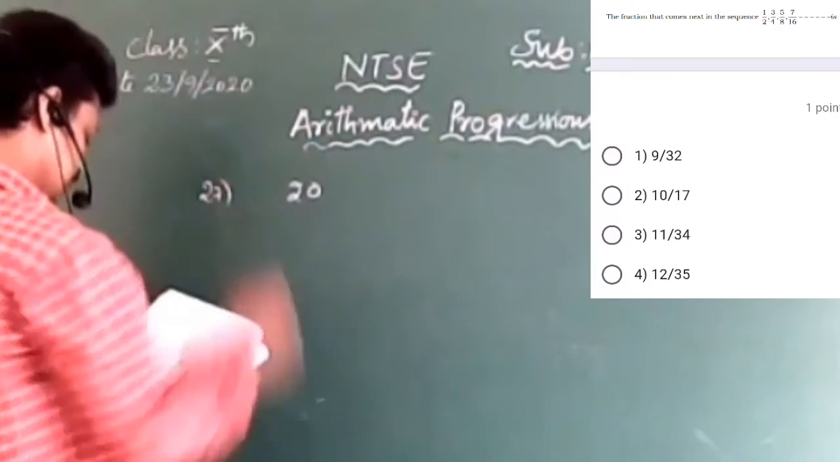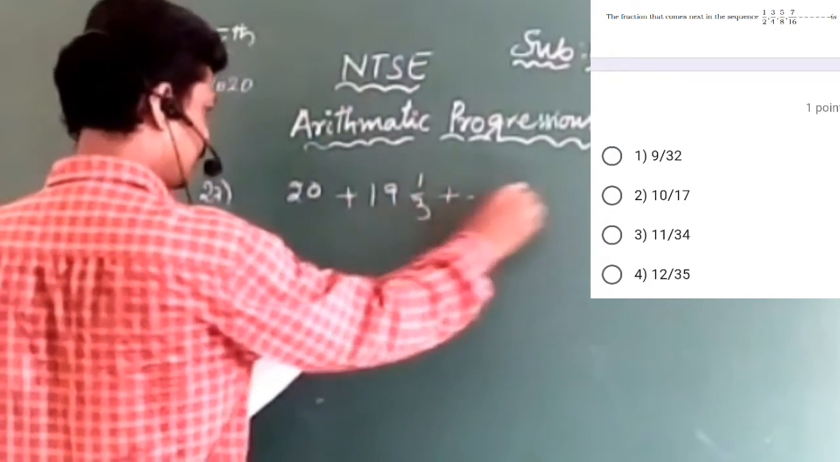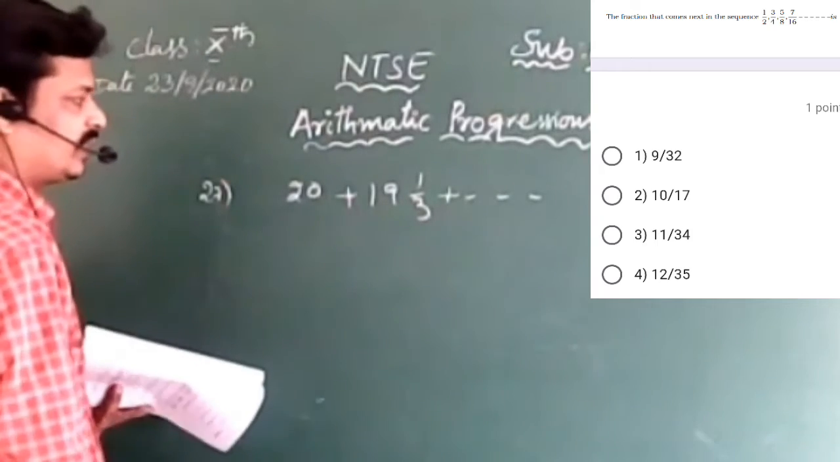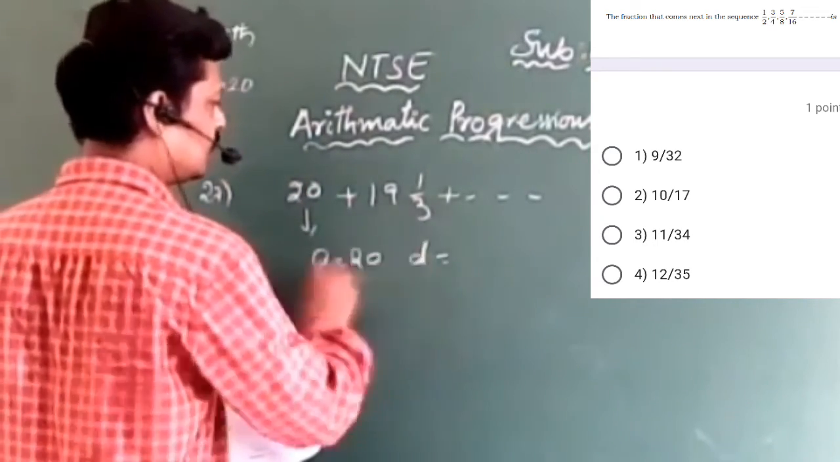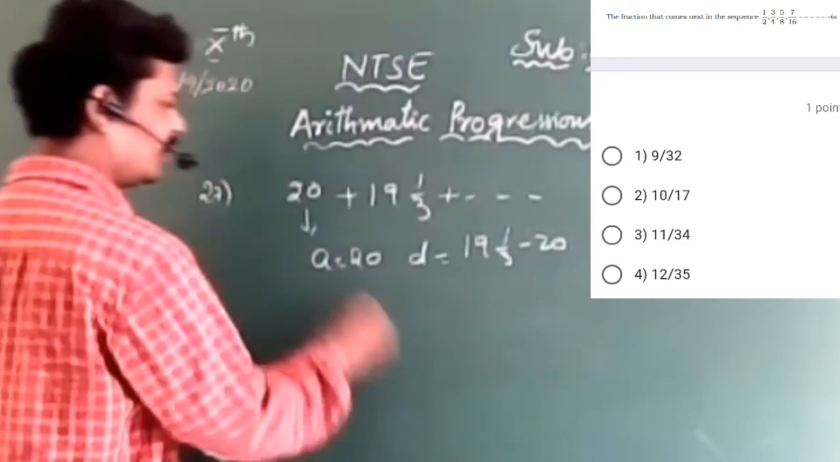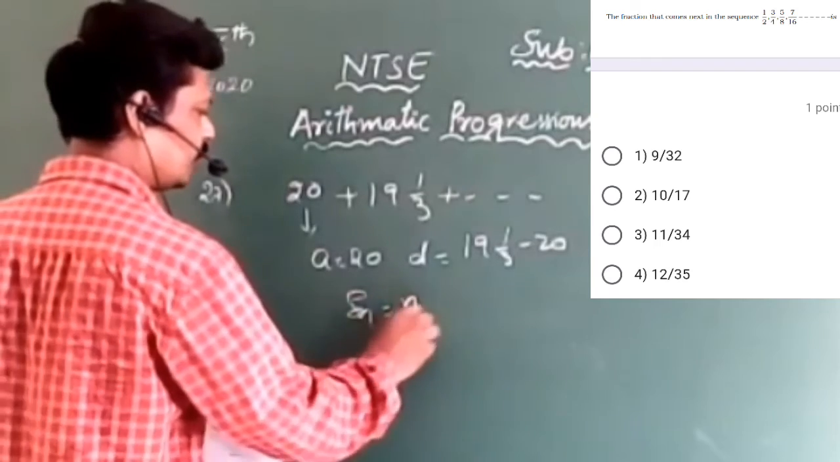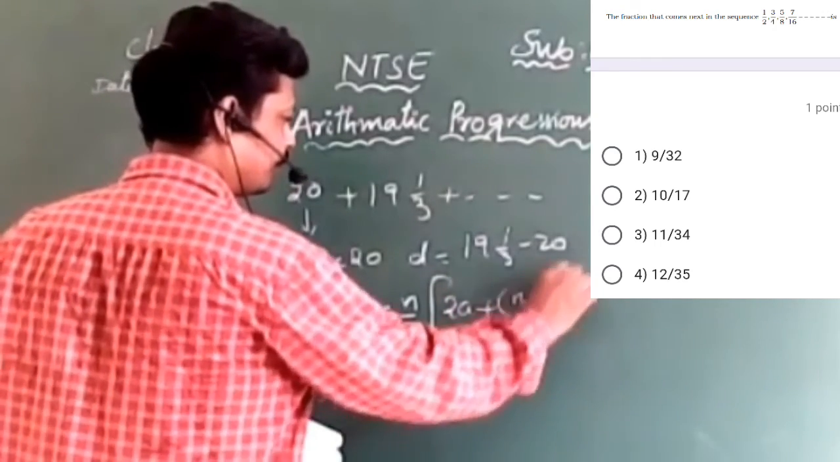27th. 20 plus 19 and 1 by 3 plus, and so on. A sum they're asking. Here the a value is 20 and the common difference is subtract: 19 and 1 by 3 minus 20. Then Sn they're asking. Use the formula n by 2 into 2a plus (n minus 1) into d, and simplify.